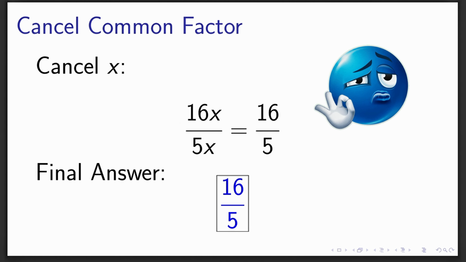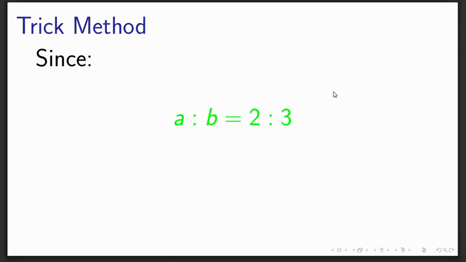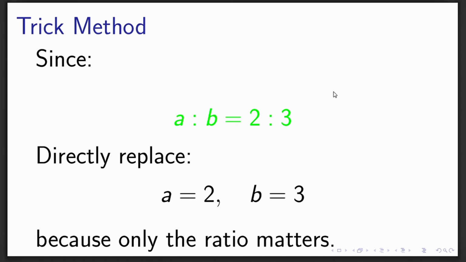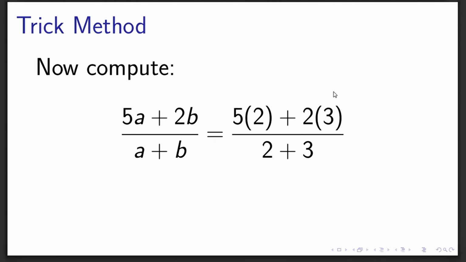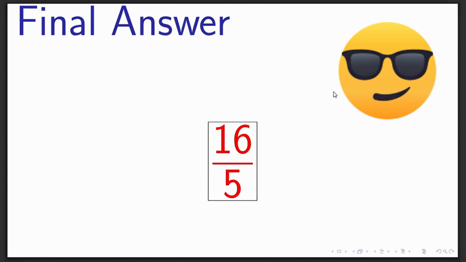Now I'm going to use the trick method to solve this problem. Since A ratio B is equal to 2 ratio 3, I can directly write A equals 2 and B equals 3, because only the ratio matters. Now I substitute these values into the expression. I get 5 multiplied by 2 plus 2 multiplied by 3, divided by 2 plus 3. When I simplify this, I get (10 + 6) divided by 5. We know that 10 plus 6 is 16, so we get 16 over 5. This is our final answer.